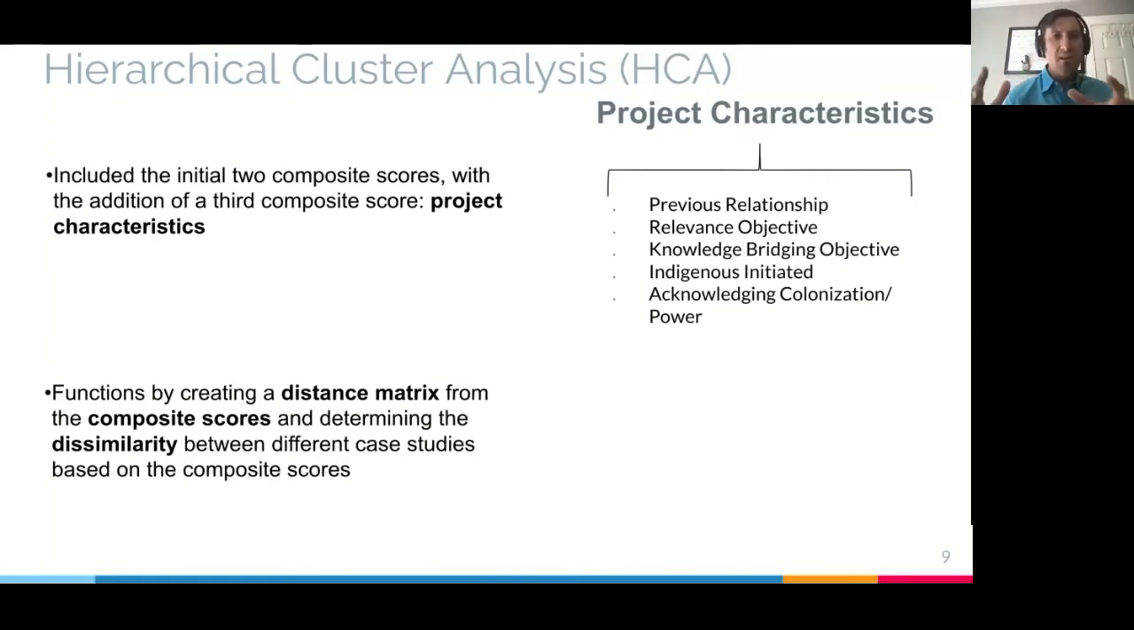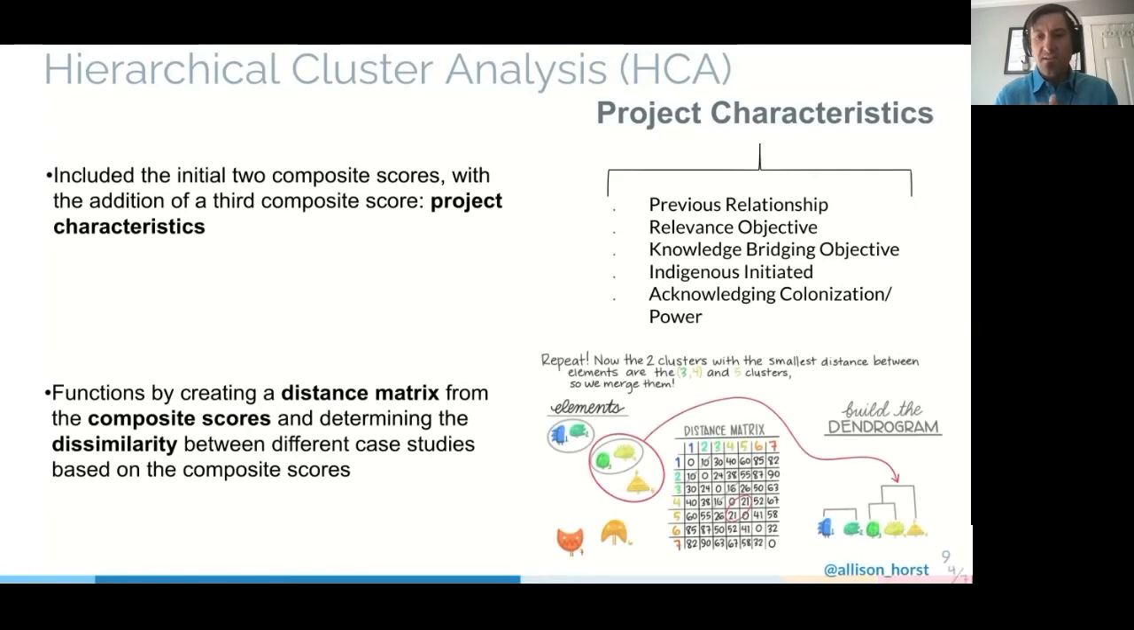Now, how does hierarchical cluster analysis work? Well, it creates a distance matrix from the composite scores, and that seems very abstract, and it seemed quite abstract to me as well. It's most beautifully put by the brilliant Dr. Alison Horst in this figure and graphic that she developed.